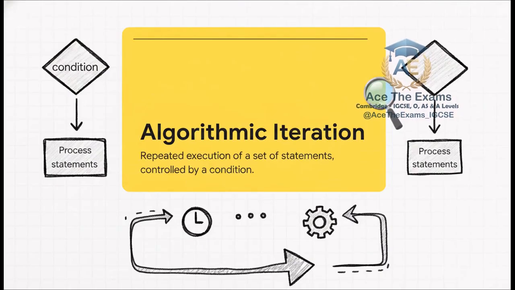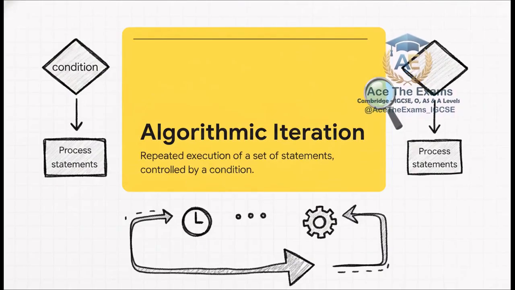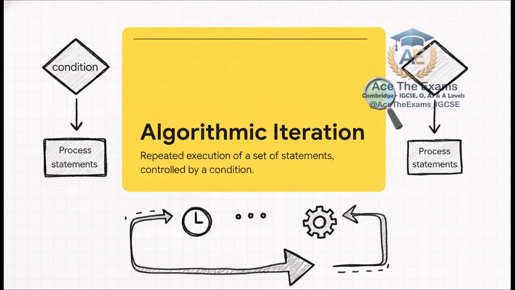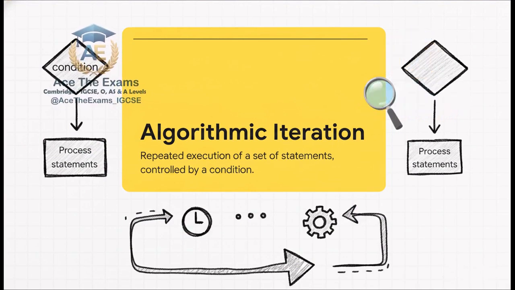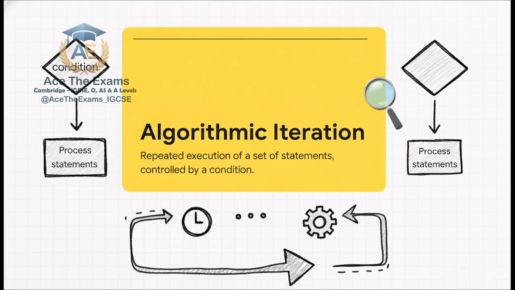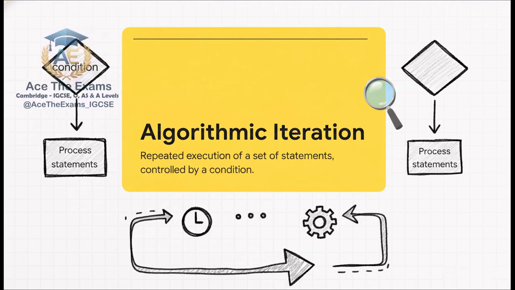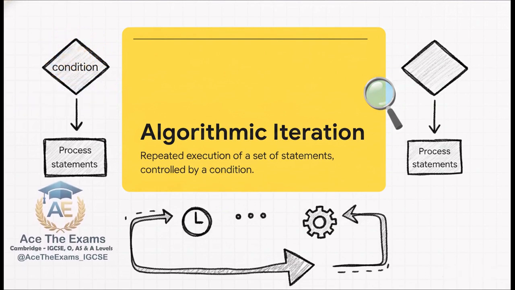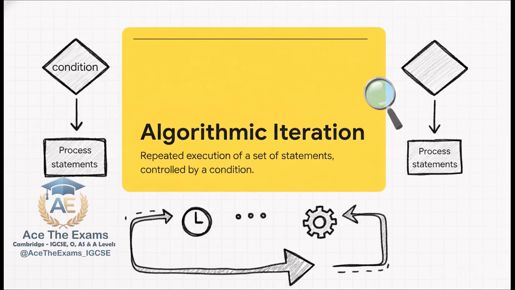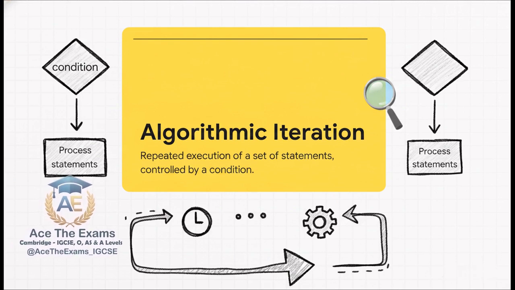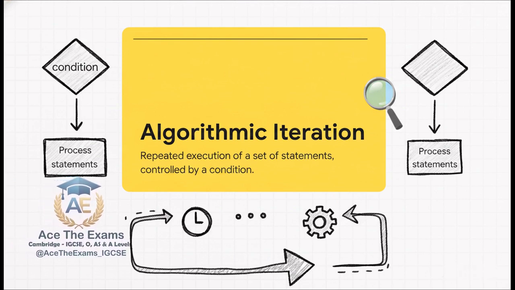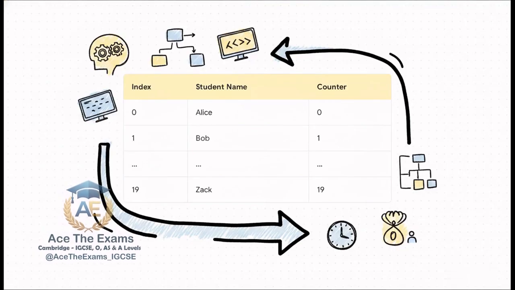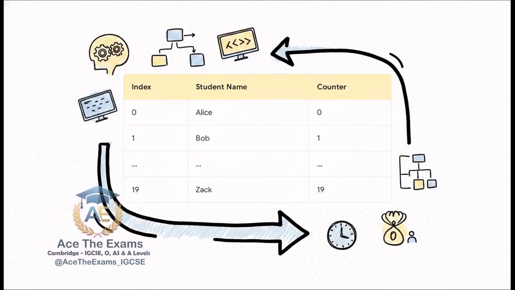Now, before we start building our flowcharts, let's lock down our terminology. Algorithmic iteration is the repeated execution of a set of statements controlled by a condition. That right there is your perfectly safe, Cambridge-approved definition. But in student-friendly language, it literally just means a loop. It's a way to tell the computer, hey, keep doing this specific chunk of code over and over again, but stop once a certain rule is met. And that rule, that's your condition. And this brilliantly illustrates exactly what you're going to face in the exam.